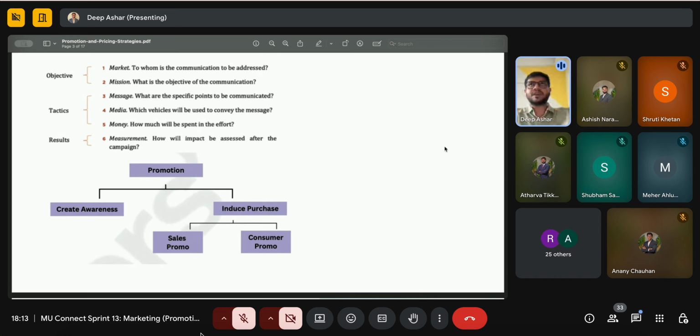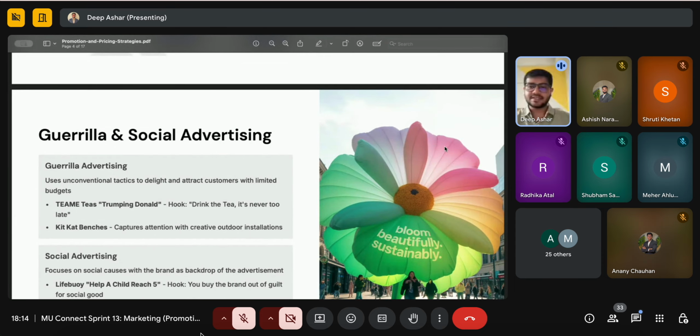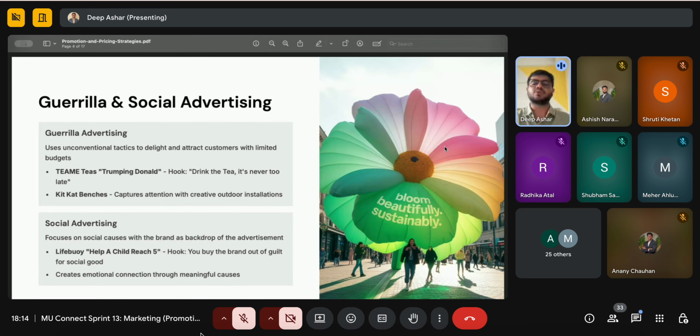But if there's any question, first analyze whether in this case the goal is to create awareness or directly induce purchase, which do we have to pick, and under that we go to which particular strategy we are using. So moving on to the creating awareness part. In this, there are 6 to 7 strategies that he's explained and he's shown us ads in class as well. The first is guerrilla advertising.